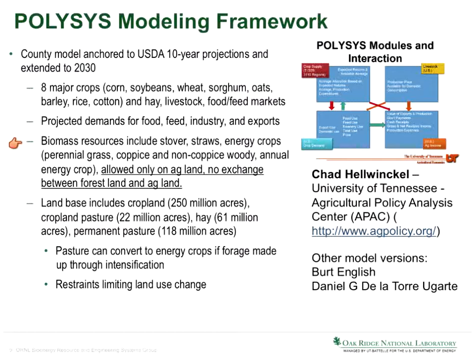I should emphasize that these dedicated biomass feedstocks are allowed only on agricultural land, and we do not simulate land use change between forest land and ag land. So we have forest resources and we have dedicated agricultural feedstocks, but in this simulation it is assumed that we don't produce what I'll call dedicated cellulosic feedstocks on forest land.